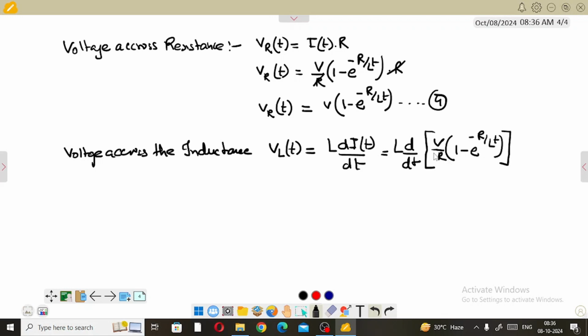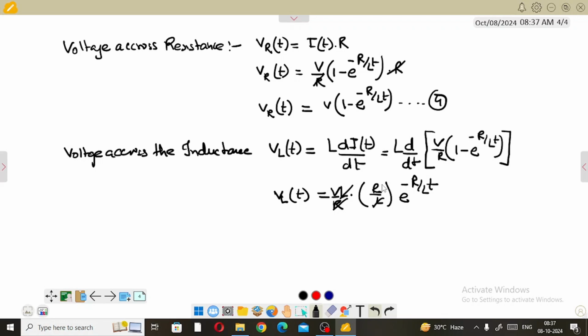And so if I do this derivative, the derivative of 1 is 0. And if I do the derivative of this equation, what I get is minus R by L. And this minus and minus gives me plus. So what I got here is VL of t, which is equal to L into R by L. The minus minus goes away. Minus R by L. So this L and this L goes away. And I have here another V by R, which is this factor.